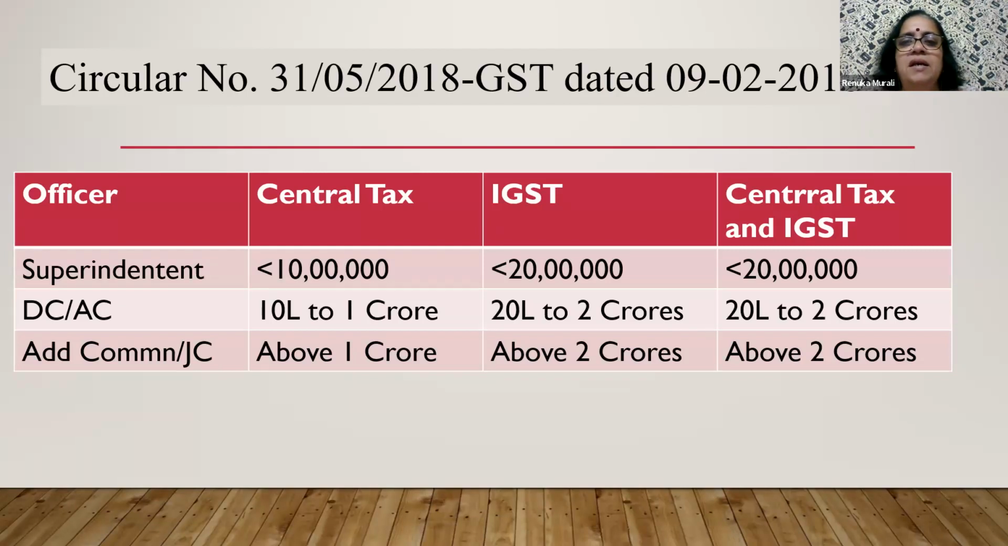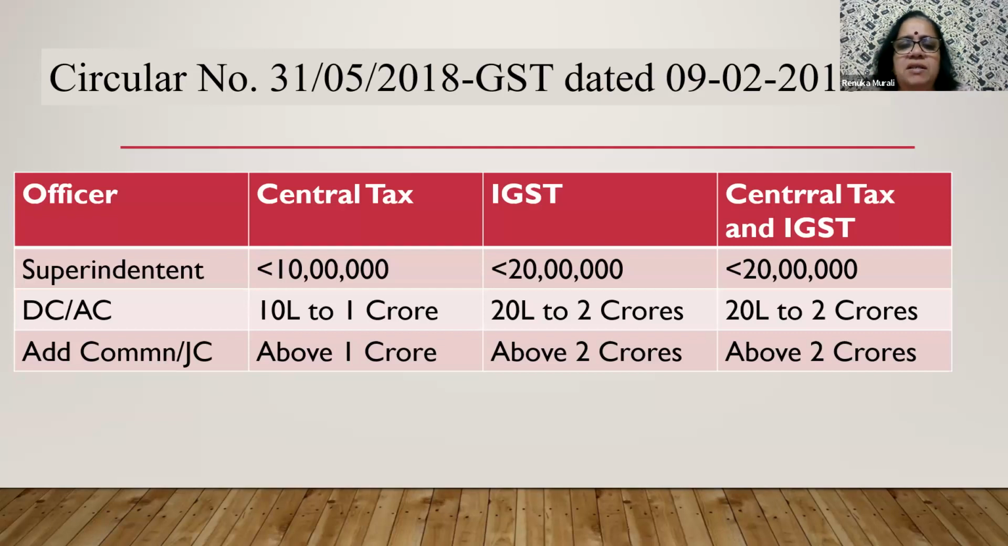As I told you, these are the monetary limits that have been assigned to various proper officers as defined by the Act. The superintendent can interfere when the value of the disputed tax is up to 10 lakhs. If it is IGST, then 20 lakhs. If the dispute involves both central tax and IGST, then that also is up to 20 lakhs. Deputy commissioners and assistant commissioners can interfere up to 1 crore if the dispute is only with respect to central tax, or up to 2 crores if it involves both central tax and IGST, or IGST alone.